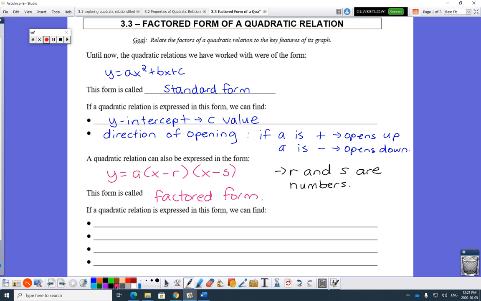So when you have a quadratic relation in factored form, you still have an a value, so you can still tell what the direction of opening is, but there are other items that we can get from this factored form as well, okay? So we can still use the direction of opening. They're still fine.